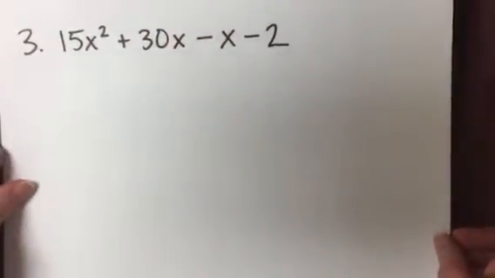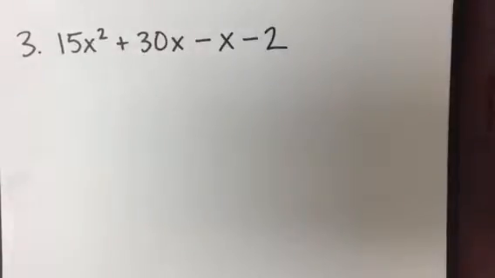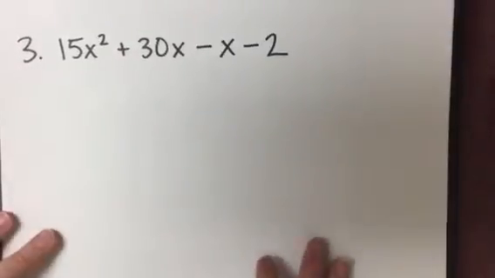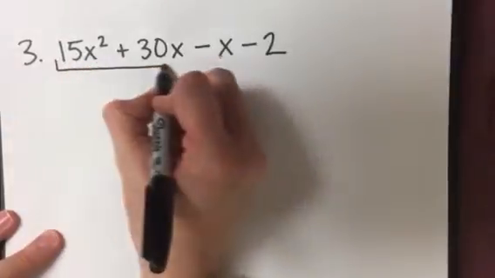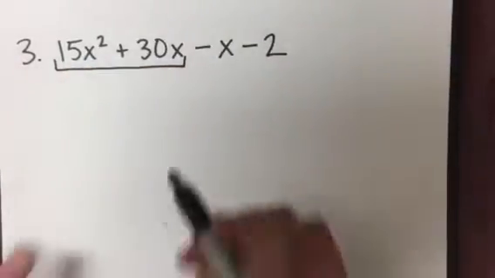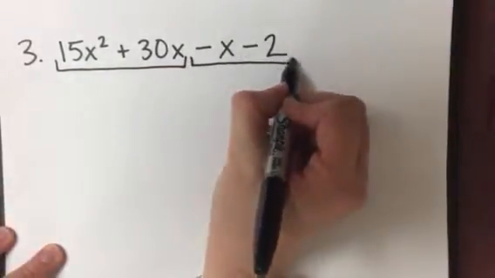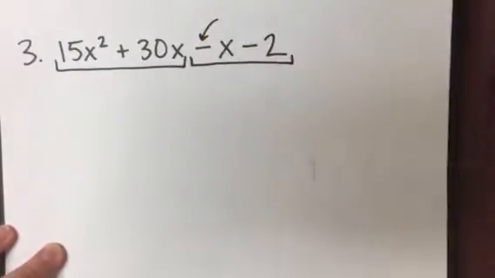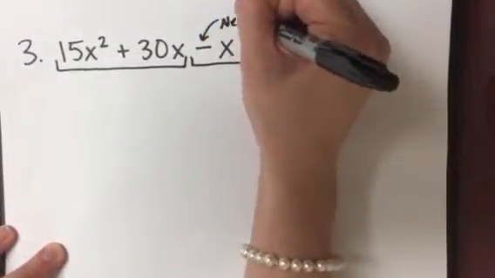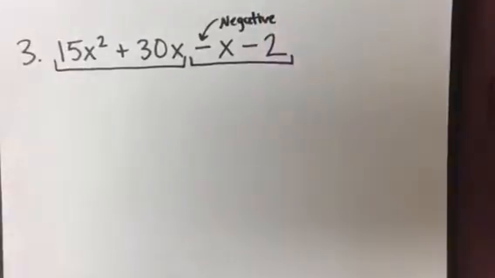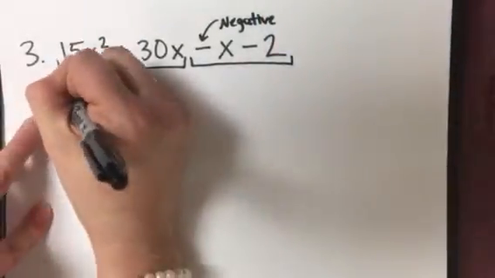Let's look at another example. Number 3. Once again, we'll talk about factoring out the negative. So our first group is 15x squared plus 30x. Our second group is negative x minus 2. Once again, because we see that first term is negative in that group, we will need to factor out that negative. Let's do that step first.